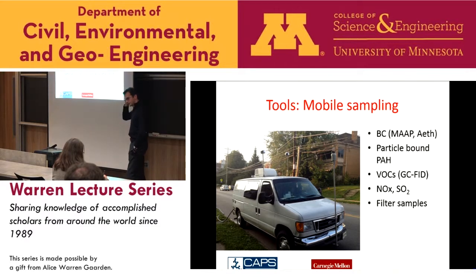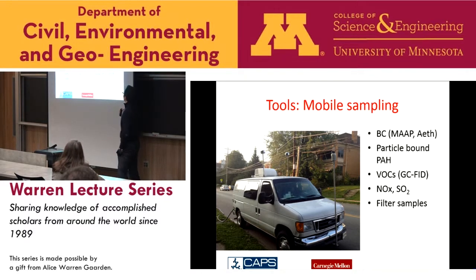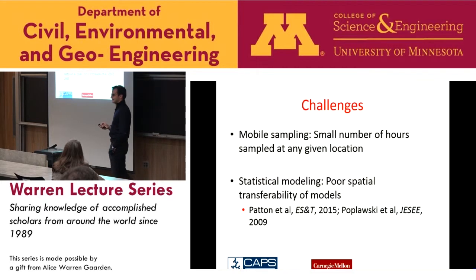And I'm going to talk, throughout, about two challenges that arise from mobile sampling. The first is that unless we're really willing to sample nonstop all the time, you're going to get a small number of hours at any given location. And that's just inevitable, right? We only have one mobile lab that we can deploy at a time. It can only be one place at a time.